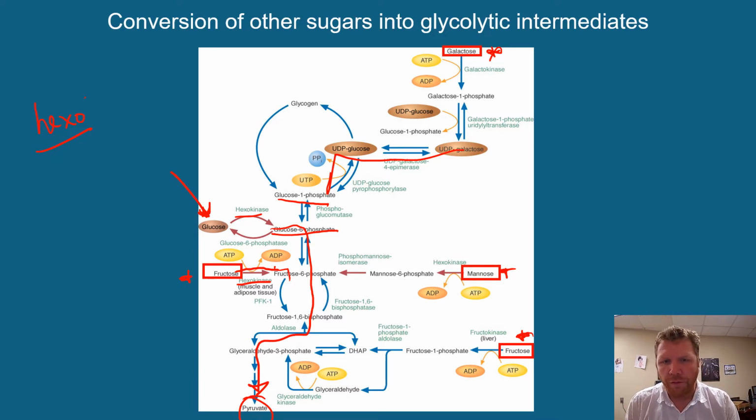So fructose can get phosphorylated to make fructose 6-phosphate. Likewise, mannose can get phosphorylated by hexokinase to make mannose 6-phosphate. Then we undergo a little bit of a conversion, and fructose and mannose can kind of jump right in. So I guess our goal is to get a sugar to something related to glycolysis.